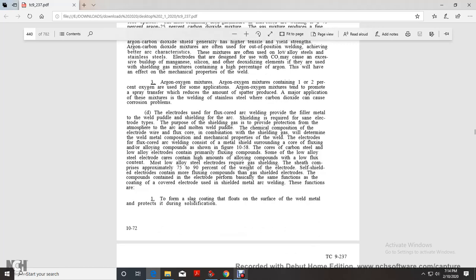The electrode used in flux core arc welding provides the filler metal for the weld puddle and the shielding for the arc. The shielding is required with the same electrode types.